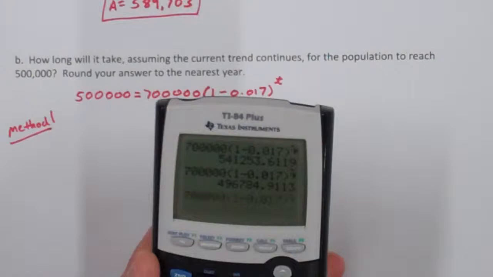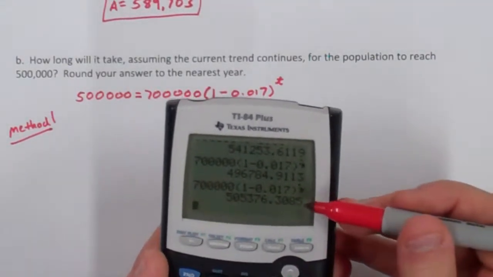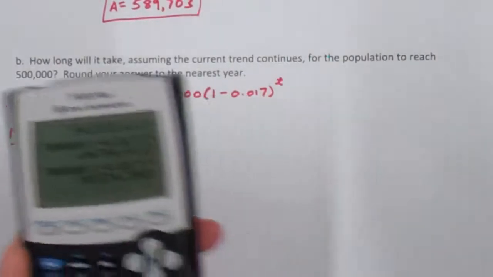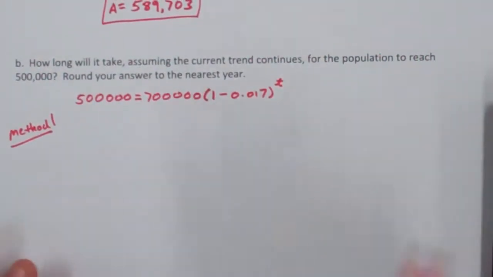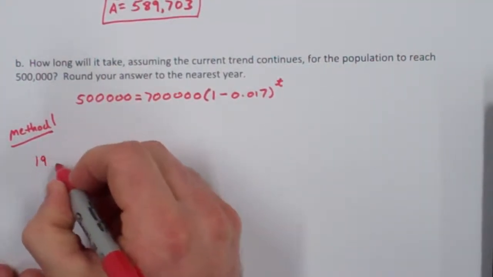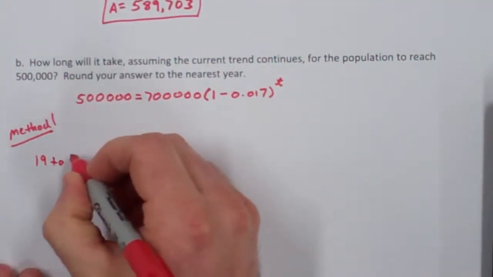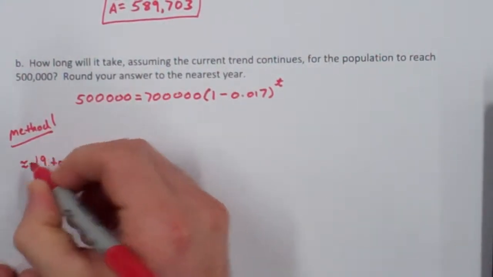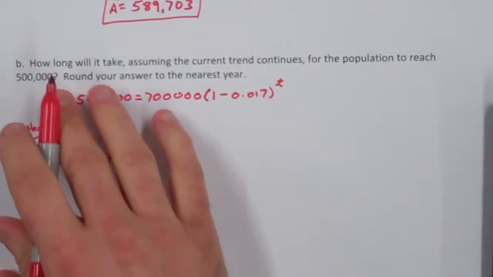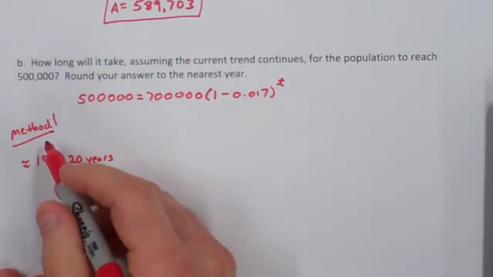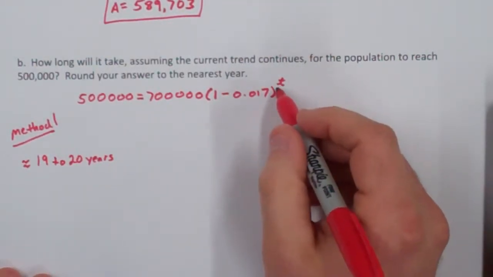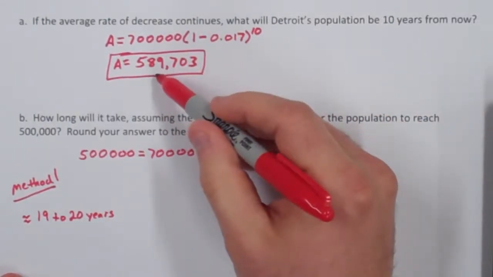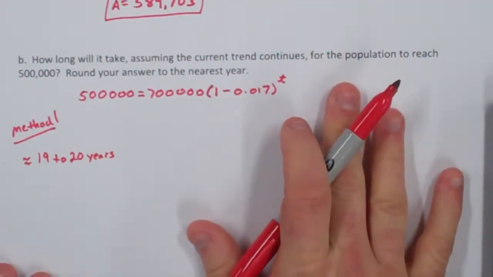So you can just keep guessing and keep checking. 19 would give us a little bit more, and then 20 would give us a little bit less. So we could say between 19 and 20 years, approximately, somewhere in there. That's when the population will hit 500,000. So method 1 is just guess and check. Just plug in different values for T. Use your knowledge from the past. We've got 10 years did not get us down to 500,000, and see if you can figure it out.